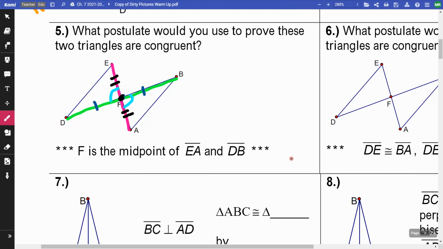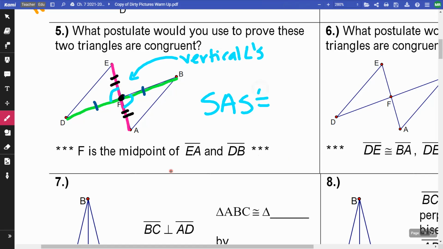And the other bit of information I have is we do have intersecting lines. And that means that these two angles are going to be what we call vertical angles, and vertical angles are the same. So these two triangles, why are they congruent? Because of side, angle, side. So this is going to be by side, angle, side congruence.